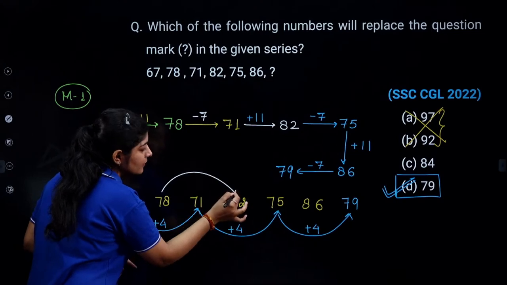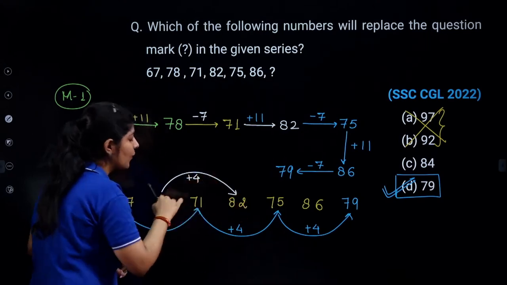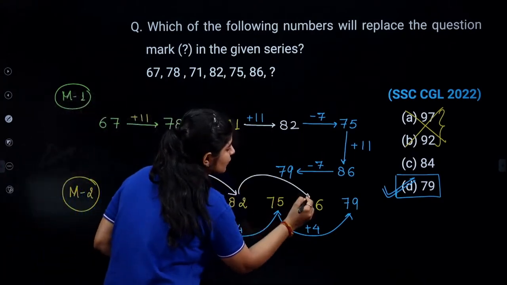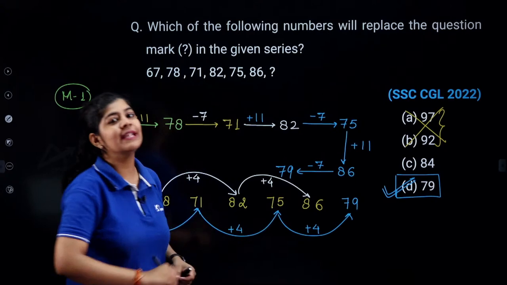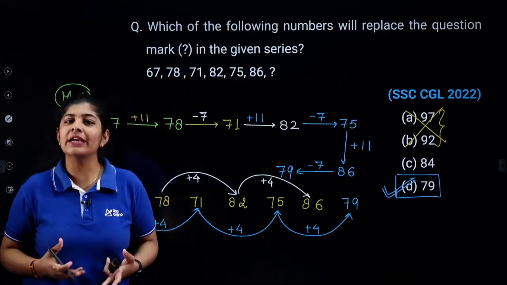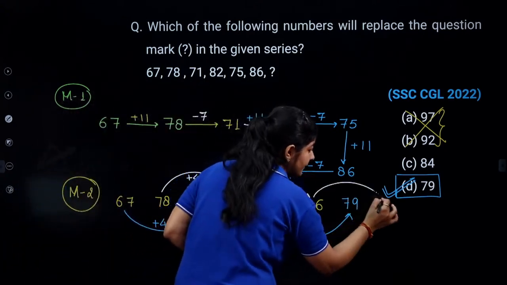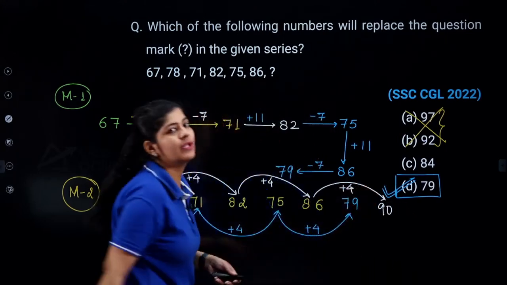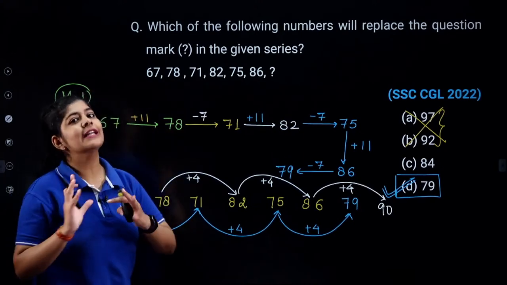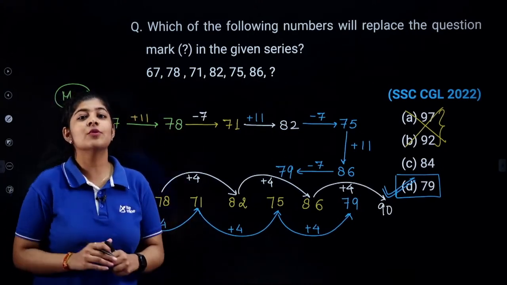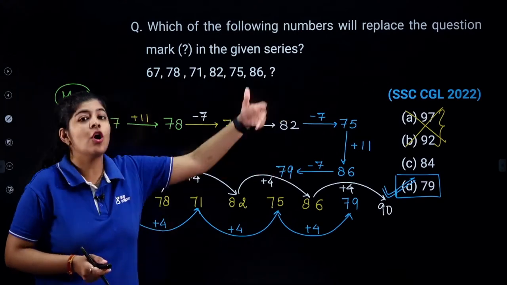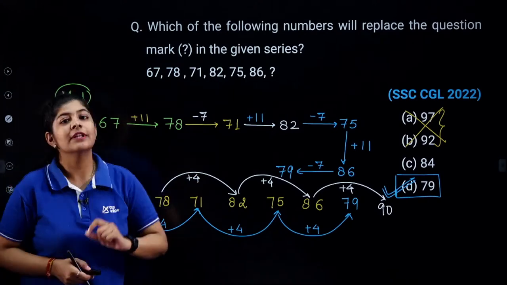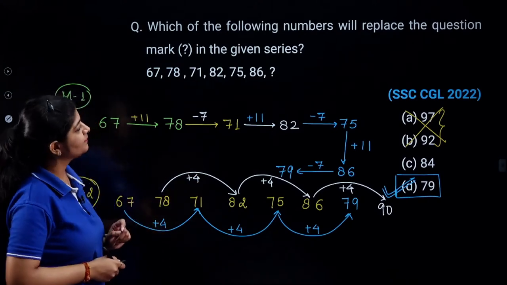So here, if I add plus 4 to 78, what I'll get? I'll get 82. Again, if I add plus 4 to this one, I'll get 86. If I need to identify the next term as well, then here I am getting 90 after adding plus 4 to this one. So there are so many other patterns, but the answer totally depends on the given options, right? Okay. Now let's move towards the next question.